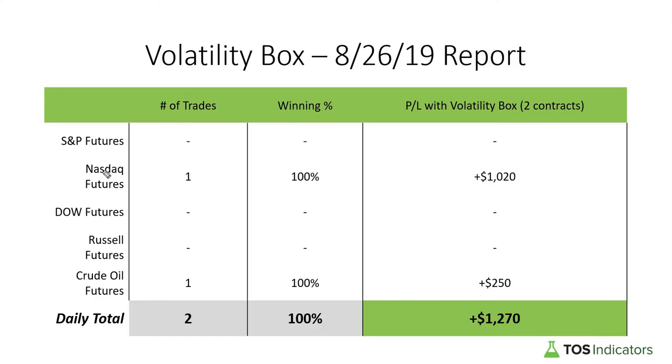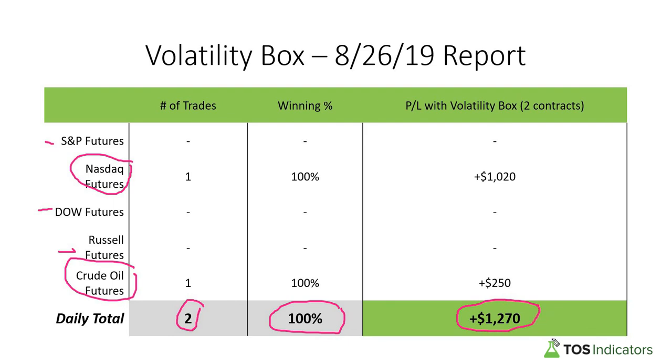So to sum up today, what was interesting at least to note is while the S&P, the Dow, and the Russell futures were all operating using the conservative volatility box, the Nasdaq futures and the crude oil futures still gave us permission to use the aggressive volatility box. And as a result, we were able to fade the edges in the markets that essentially proved to be the least volatile, helping us end the day with a total of 2 trades, both of which were winners for an overall P&L of 1270 headed into the week. And that's just a Monday. We'll take that as a win.